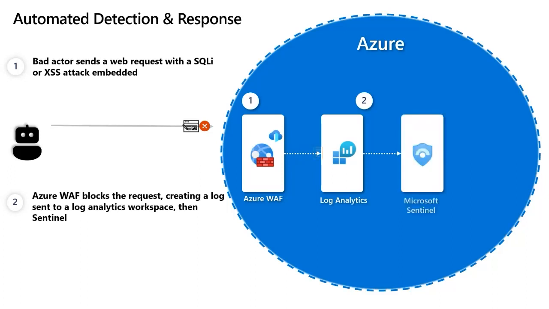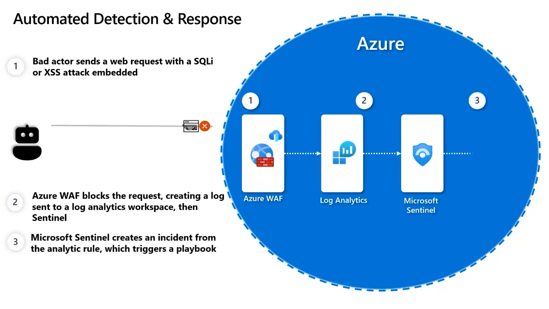Next, the Azure WAF will generate a log based off the block and send this to a log analytics workspace. The logs created in the log analytics workspace will then be ingested by Microsoft Sentinel. Once the log has been ingested by Sentinel, the analytic rule that is activated within the workspace will trigger an incident for future investigation and case management. This incident, though, will trigger an automation rule that is tied to the activated analytic rule, executing a playbook.